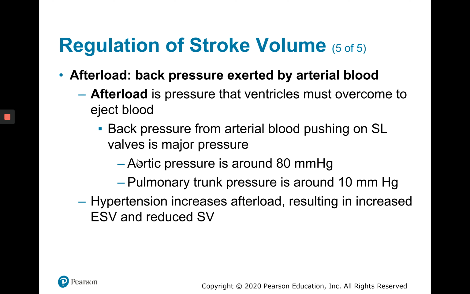And finally, we want to talk about afterload in more detail. Afterload, again, is that back pressure exerted by arterial blood. Afterload is pressure that the ventricles must overcome to eject blood. So hypertension or high blood pressure increases afterload and can result in increased ESV, or amount of blood left over after ventricular ejection in the ventricles. That would reduce stroke volume. Aortic pressure is generally around 80 millimeters of mercury, and the pulmonary trunk pressure is around 10 millimeters of mercury. So normally this back pressure is able to be overcome by ventricular contraction.